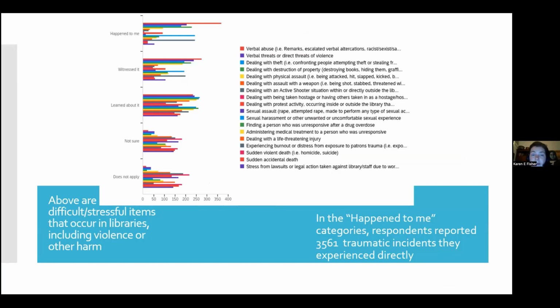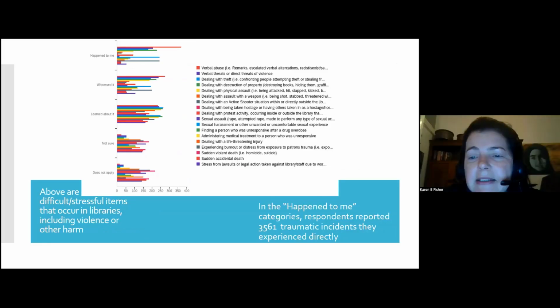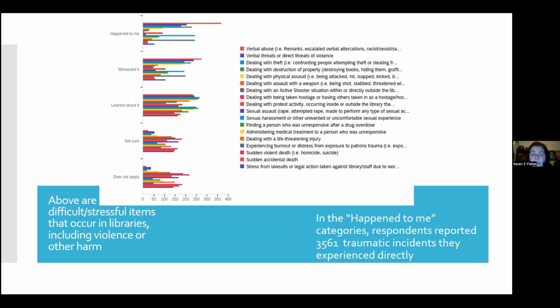What we see here, this is very sad, are the difficult, stressful items that have occurred in libraries, including violence or other harm. And we've had to date over 3,561 traumatic incidents that people said they have experienced directly, that has actually happened to them. We also have categories that they witnessed it, and categories that they learned about it, but in terms of the categories that it specifically happened to them, over 3,561 incidents.